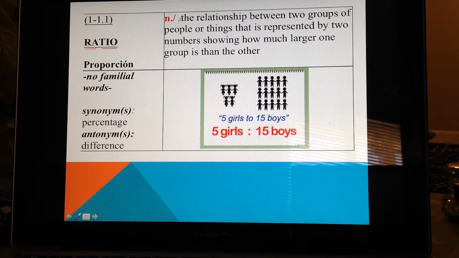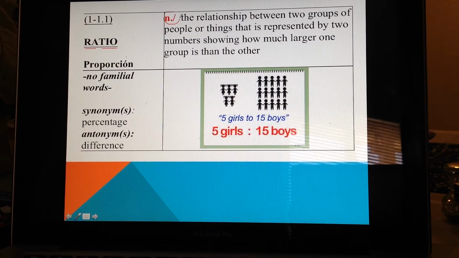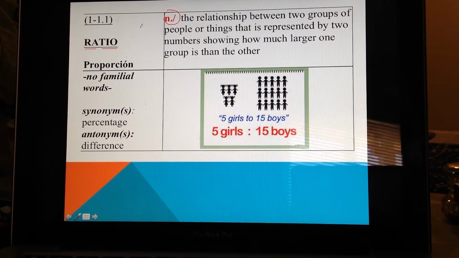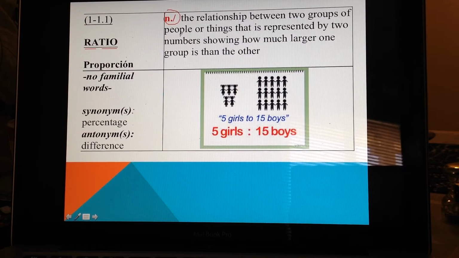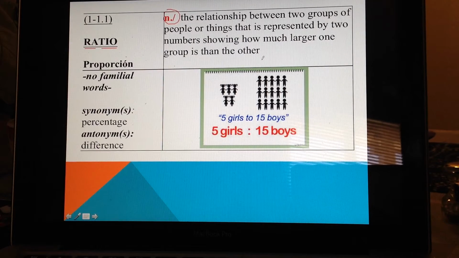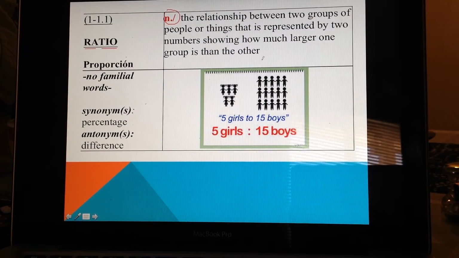So what part of speech are we using this word? We use this word as a noun, and only a noun. Okay. What is the definition or the meaning of ratio? Ratio is the relationship between two groups of people or things that is represented by two numbers showing how much larger one group is than the other. So what this means is that you are making a comparison between two people, two things, by showing which group is bigger or larger than the other, where there's more on one side or on the other.